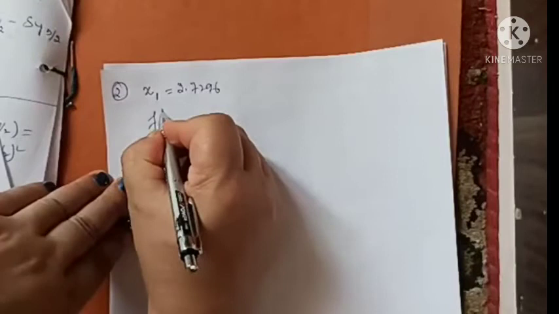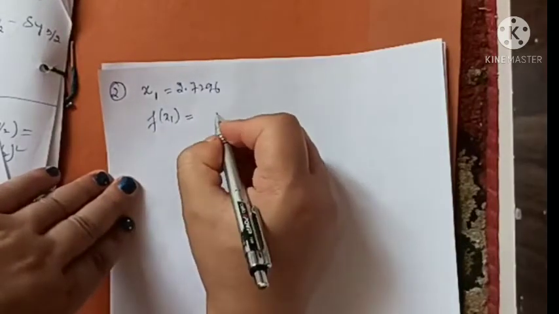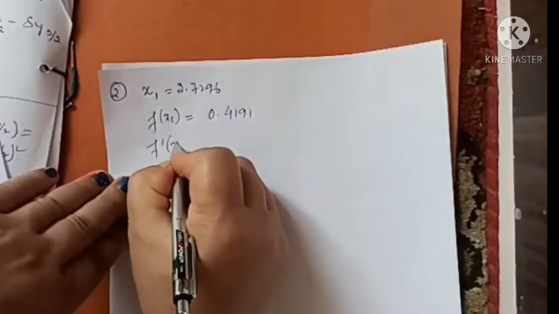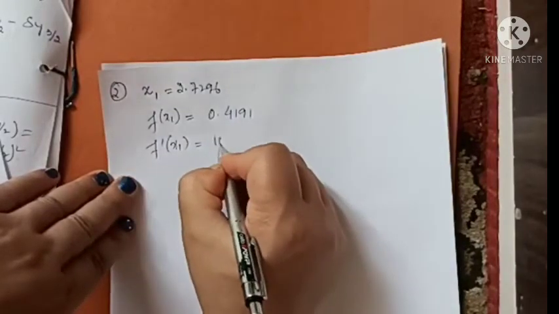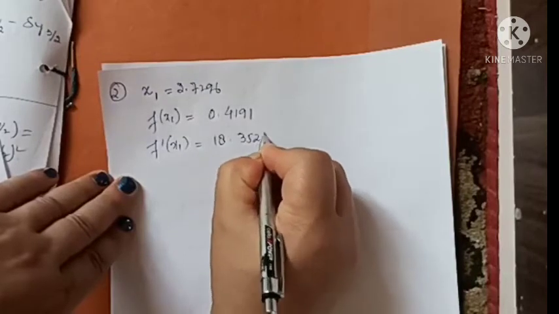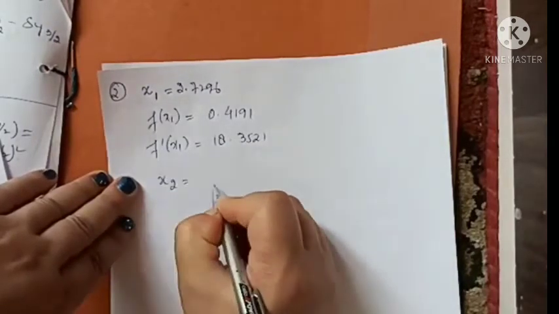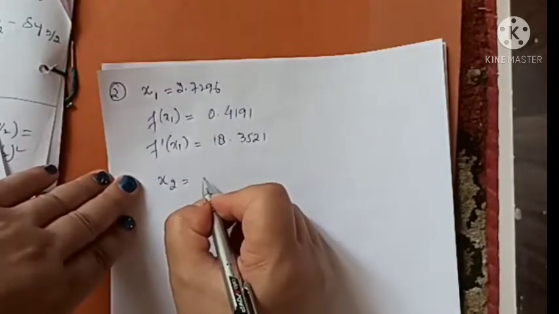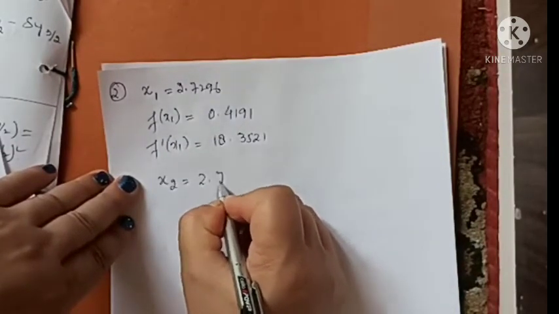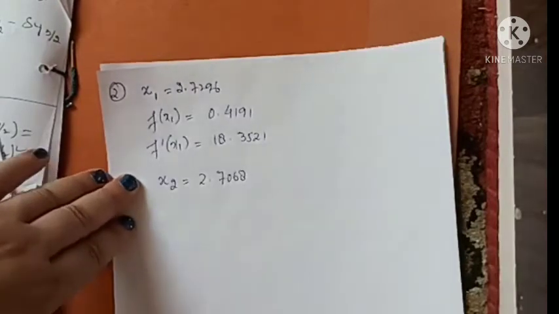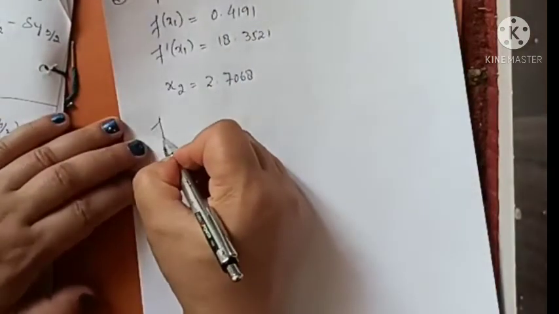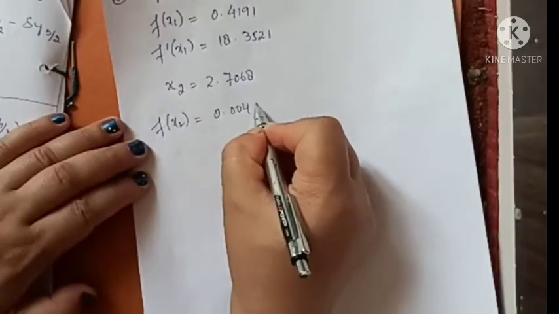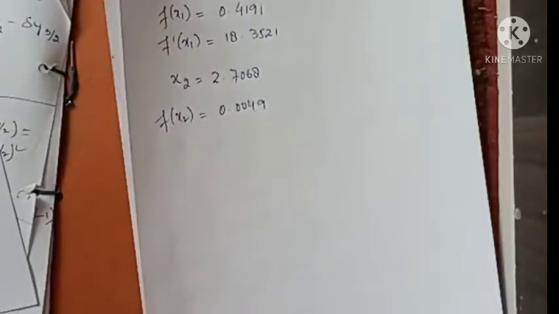So calculate the value of f of x1. Its calculated value will be 0.4191. Then calculate the value of its derivative. It will be 18.3521. Then calculate x2 by substituting all the values. The result which you will get is 2.7068. In the last iteration we forgot to calculate the value of x2, but over here I am doing it. You can do it there as well.